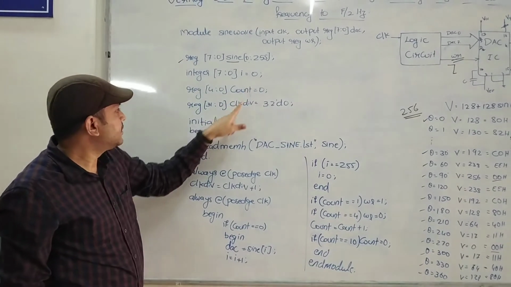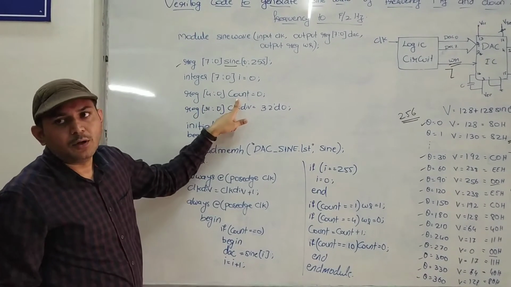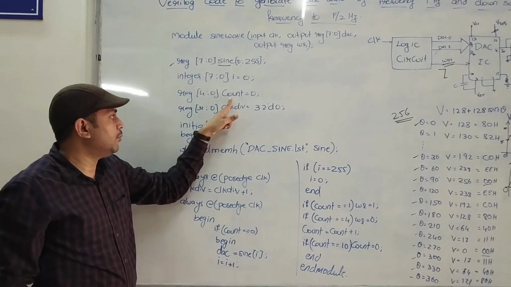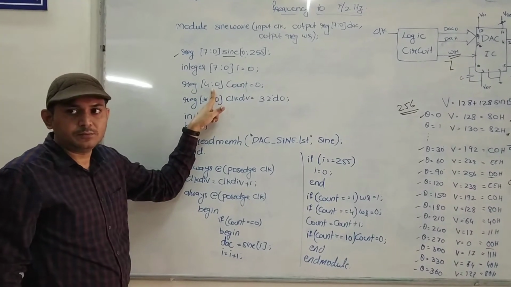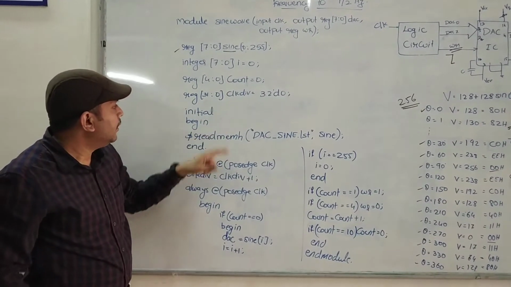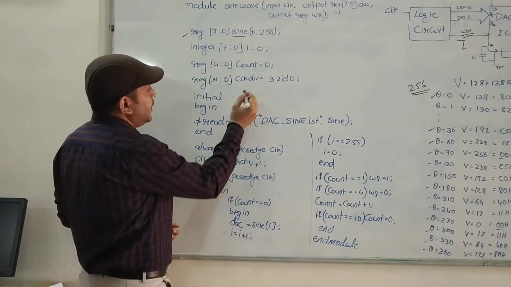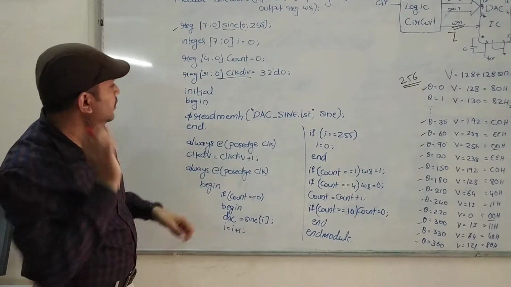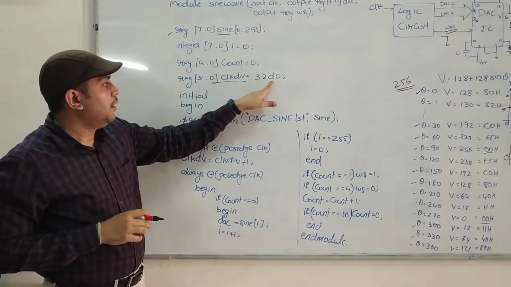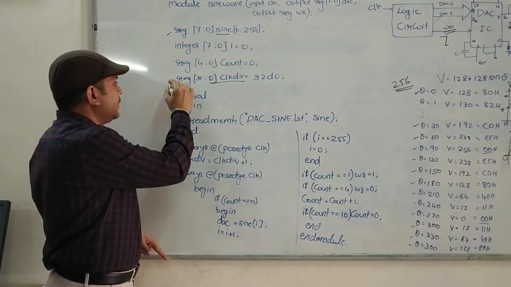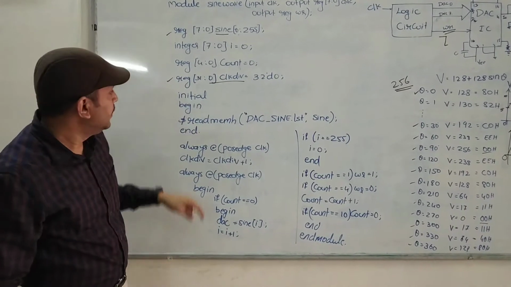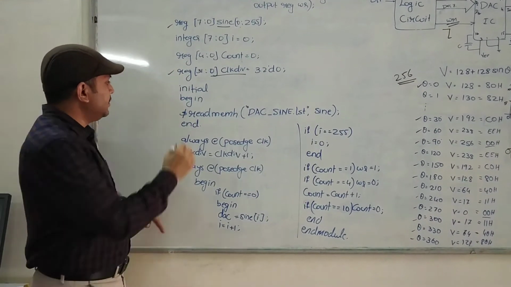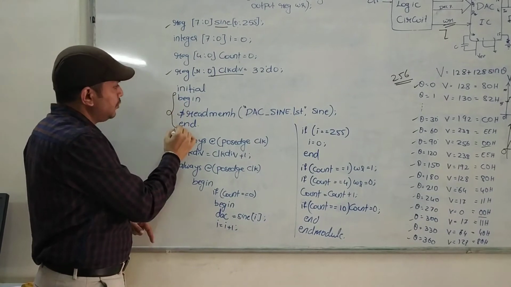Next, count. In order to count the clock pulses, I require one more variable called count, which is of 5 bits. Next, this clock due is as usual. We have a clock due 32-bit variable, and I have declared it as 0. I will come to this later, why I have declared it. Next, initial begin. This part is very important. This is very new to me.